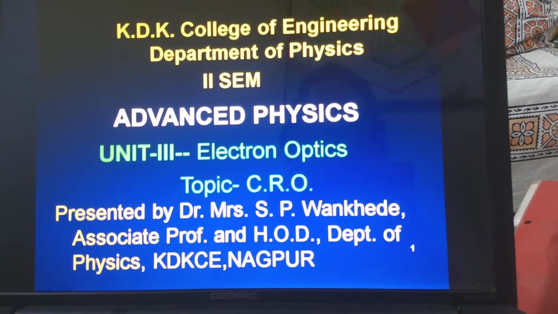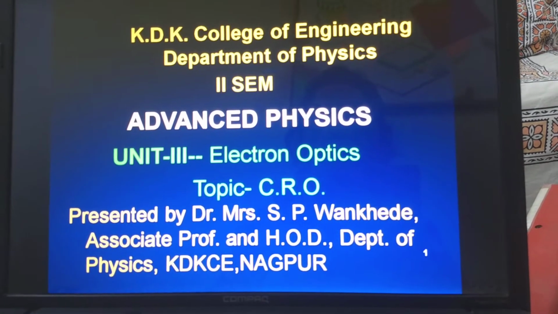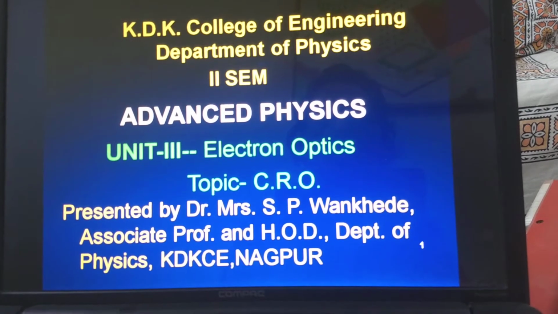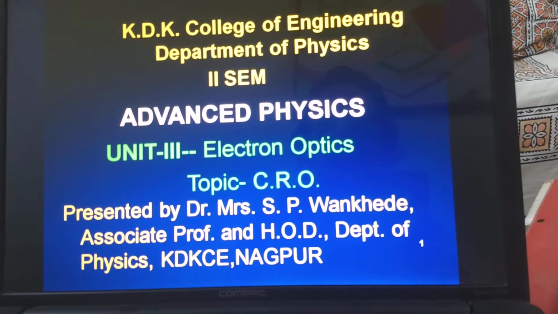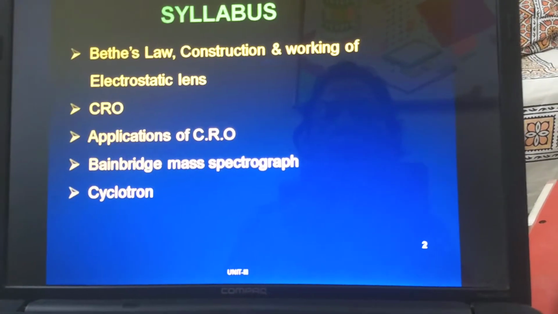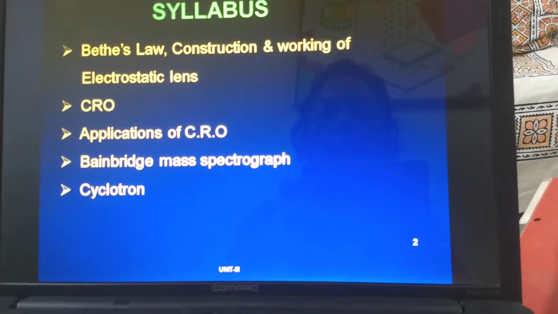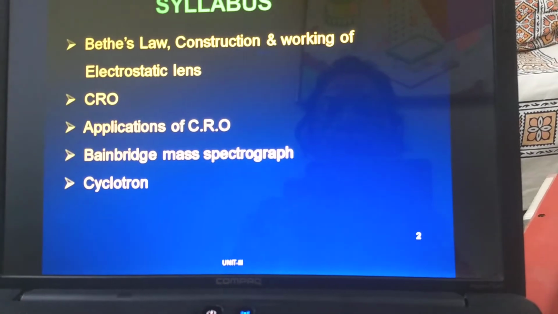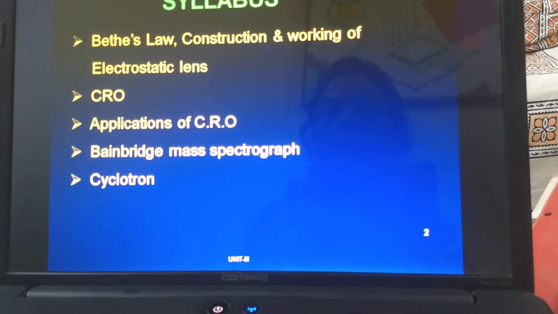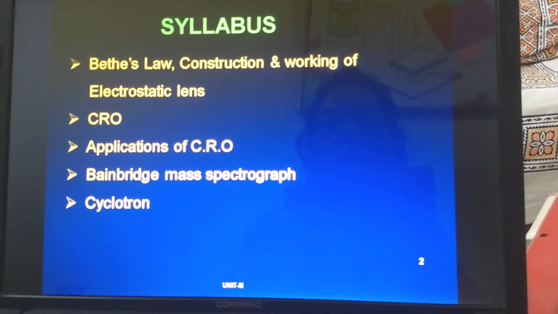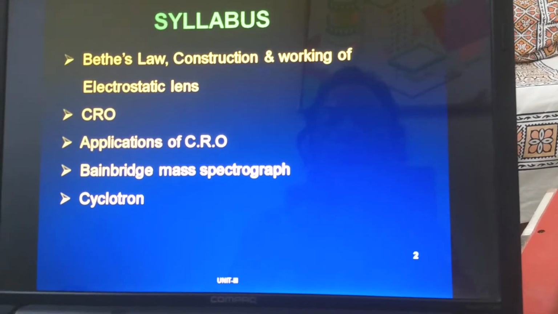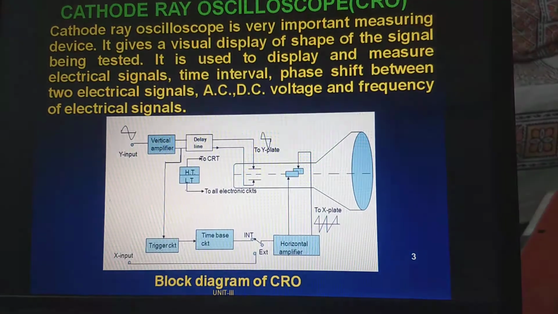Today I am going to deliver a lecture on Unit 3, Electron Optics. The topic is CRO. In Unit 3, these are the topics: Bethe's law, electrostatic lens, CRO, applications of CRO, Bainbridge mass spectrograph, and cyclotron. Out of which we are going to cover CRO today.